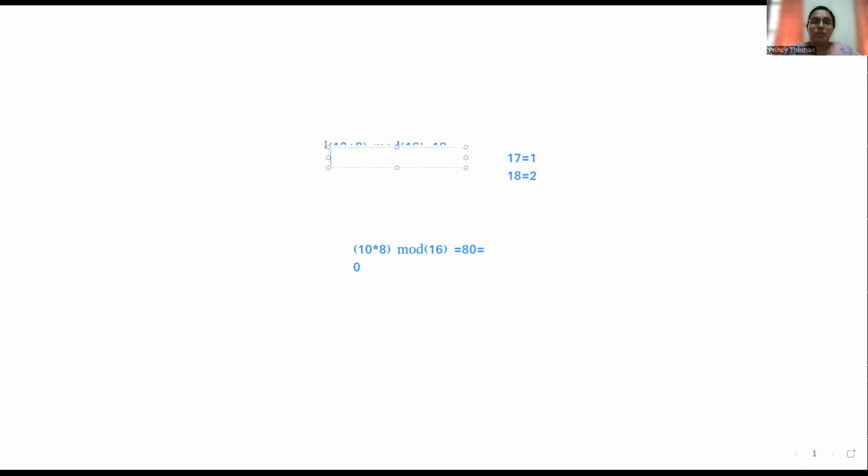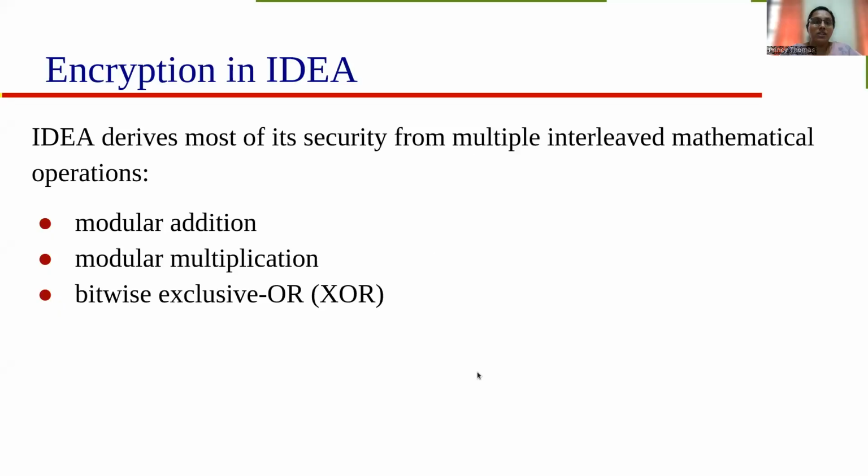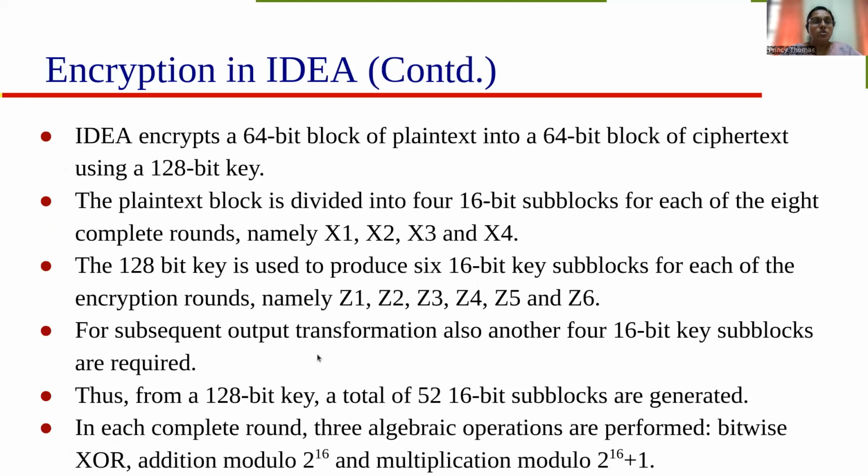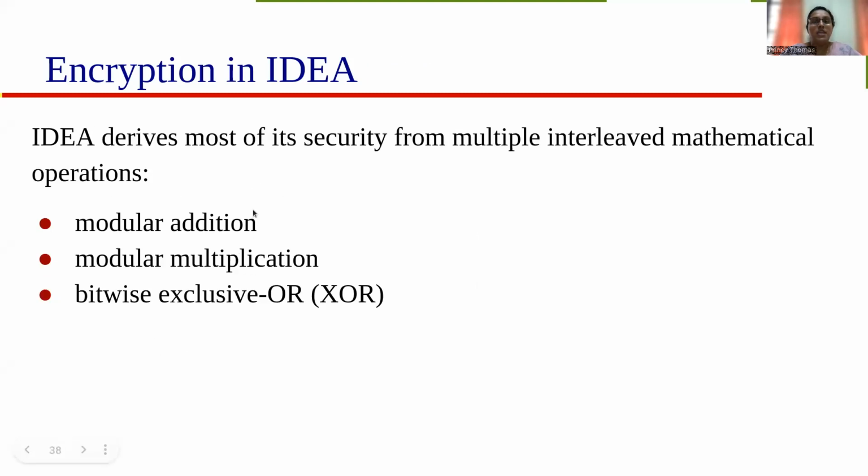Okay, so please brush up on your modular addition and modular multiplication. Okay, and then we have the bitwise exclusive OR. I hope you know that bitwise exclusive OR is simply two bits being combined bit by bit, we are going to be doing the XOR. Okay, so those are the three operations which are going to be interleaved: modular addition, modular multiplication, and bitwise exclusive OR. Okay, we will be looking at examples soon.